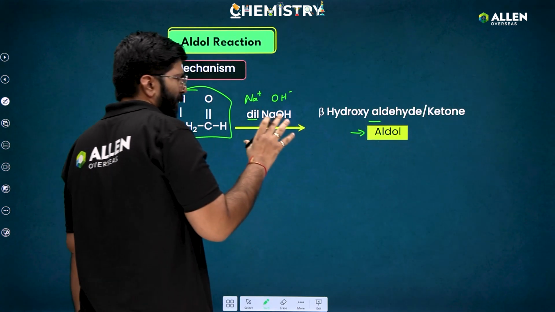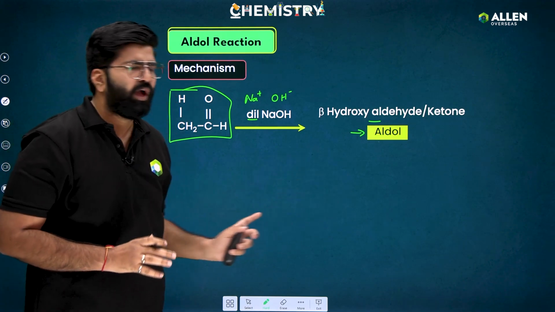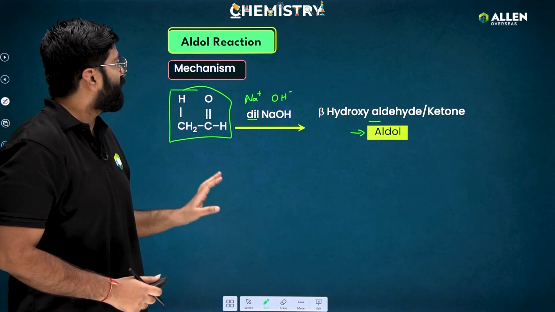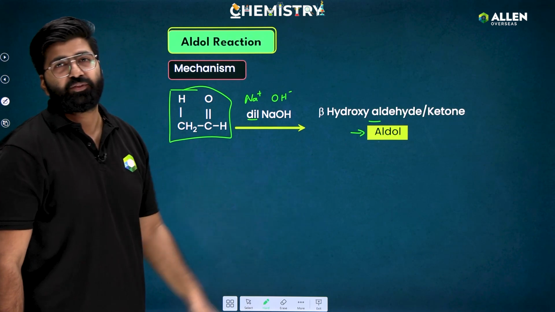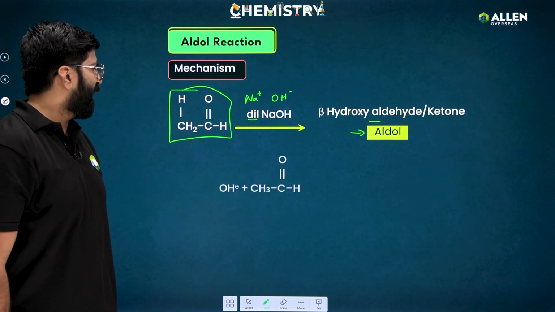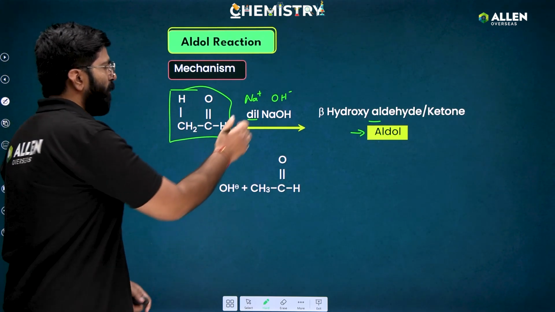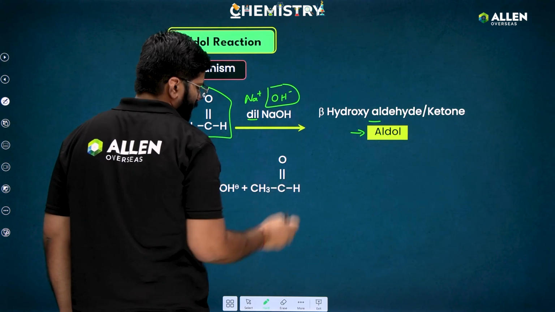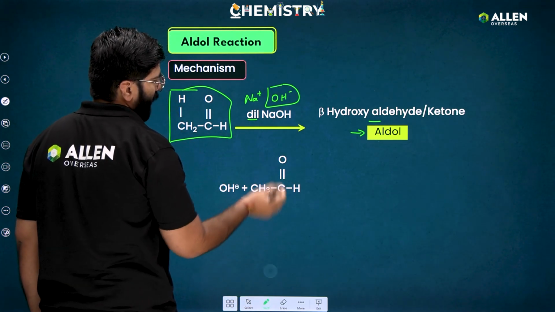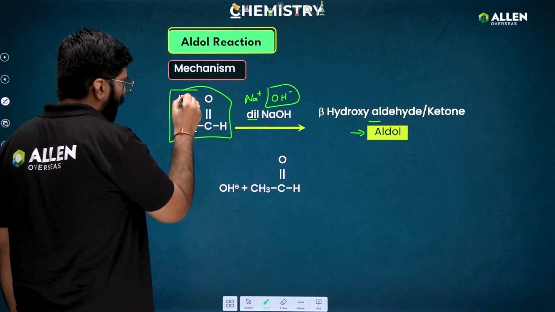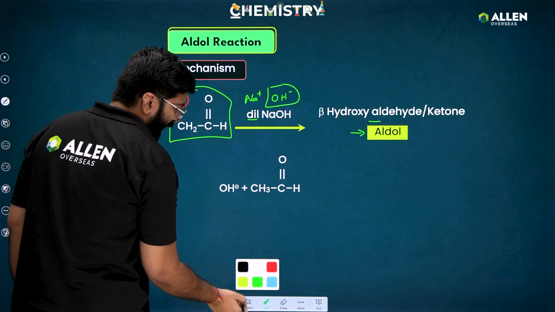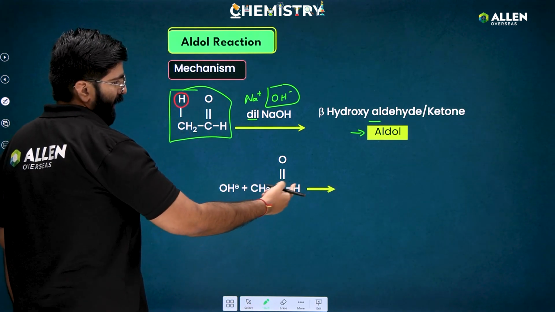We are going to talk about this in detail once we have understood the mechanism to produce the aldol. So let's first focus on that. We have this aldehyde here, and there is an OH minus present, which is going to act as a base. From here, one hydrogen will be released and an enolate ion, like a carbanion, will be formed.